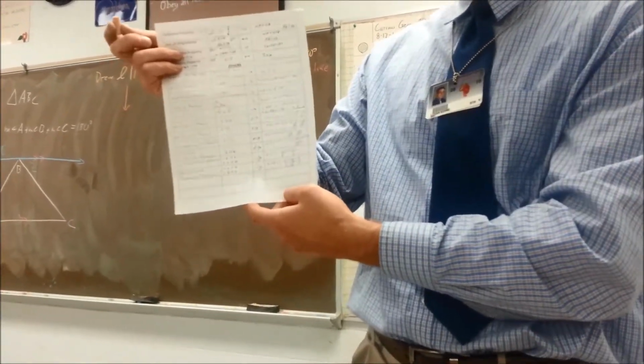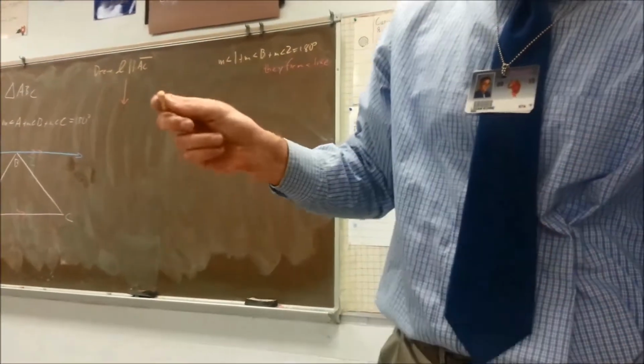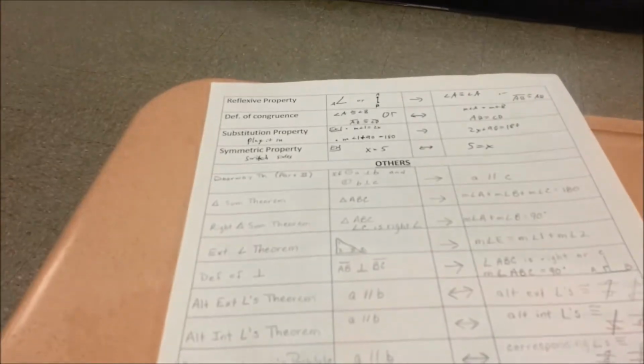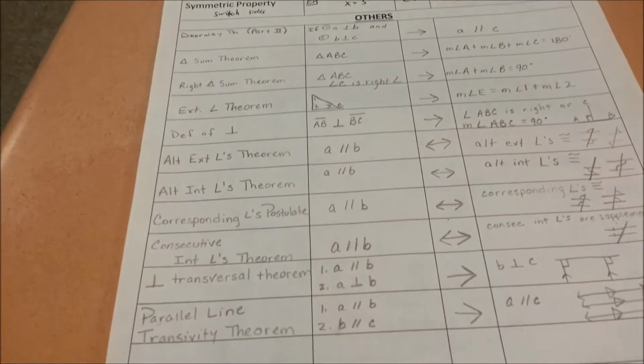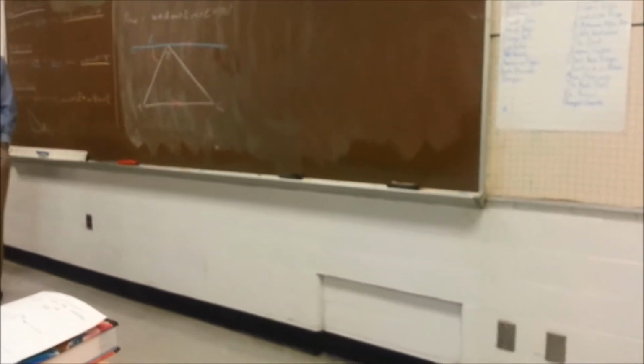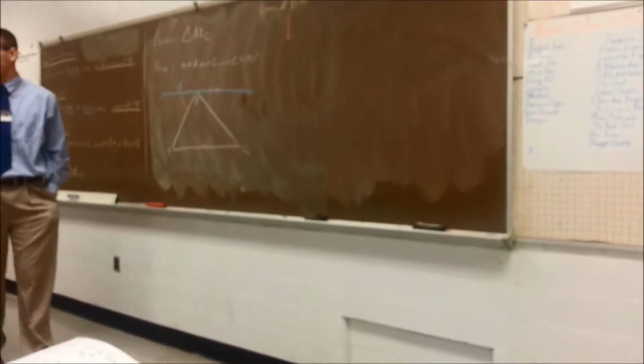So, if we look on here, we got line L parallel to line AC. Which angles have to be congruent? Take 20 seconds. For example, let's just start with angle 1. What is angle 1 going to have to be congruent to because those lines are parallel? Take 20 seconds, talk with your partner. Go.